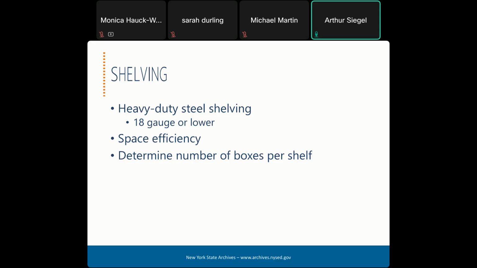You'll need to install heavy-duty steel shelving, preferably 18 gauge or lower. The smaller the gauge number, the stronger the shelving. Over time, weaker shelves may buckle under weight. You'll need to calculate the weight capacity needs of your records and choose shelves that meet or exceed them. Your shelves need to be able to manage a lot of weight. The estimated weight of a standard record storage box when full is about 35 pounds. So multiply that times the number of boxes you expect to have on a shelving unit.